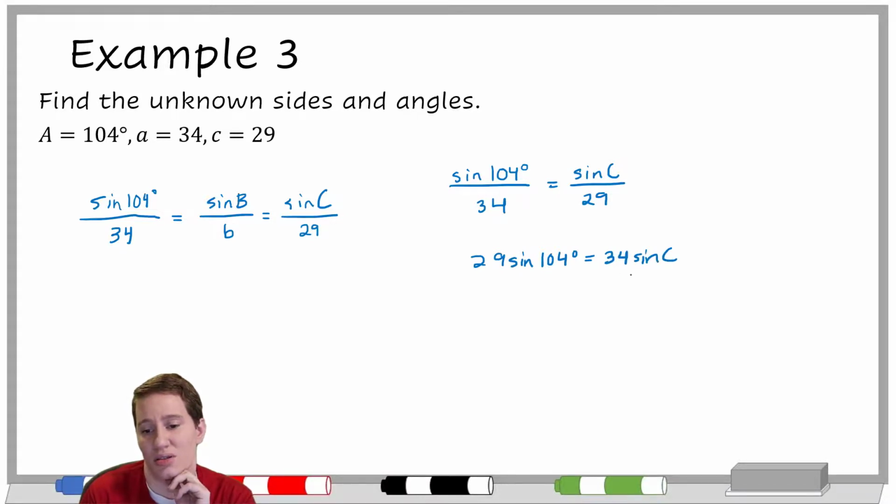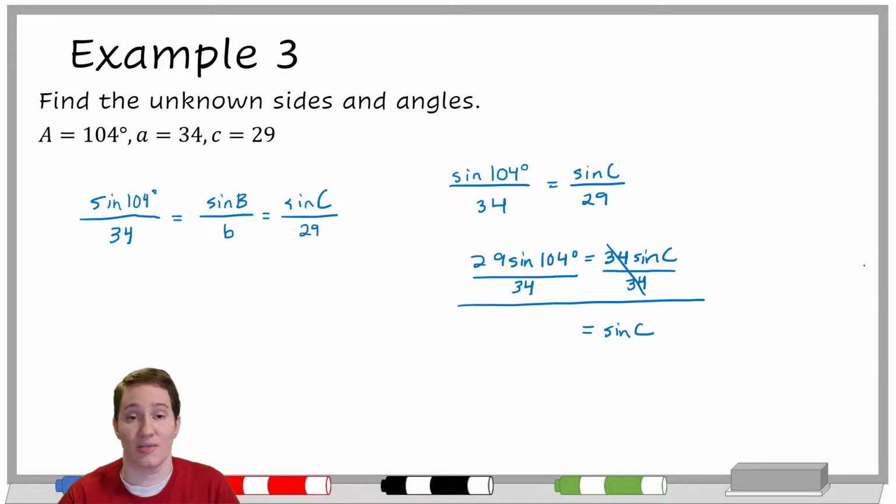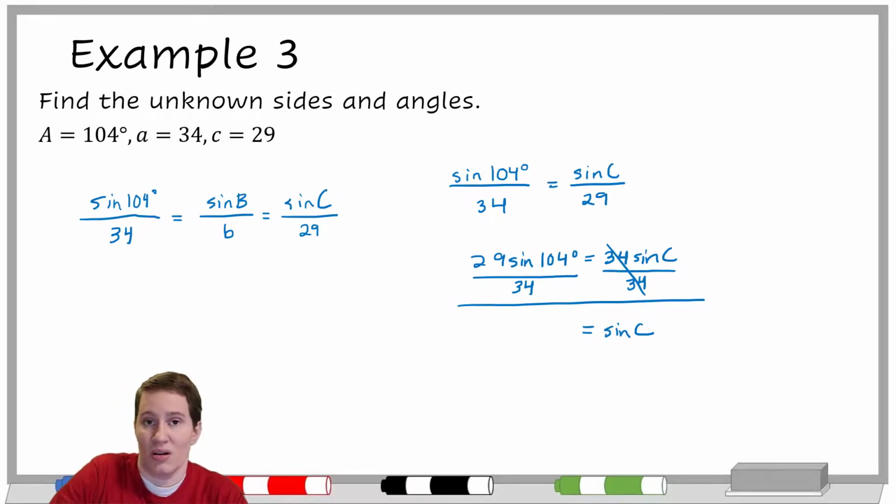I think I mentioned this earlier, by the way, that I try to round as little as possible. The more you round, and the fewer decimal places you round to, the more you can create a rounding error. So if you're wondering at times why I'm going to all this effort to put in 29 sine 104 divided by 34 altogether, then that's why.